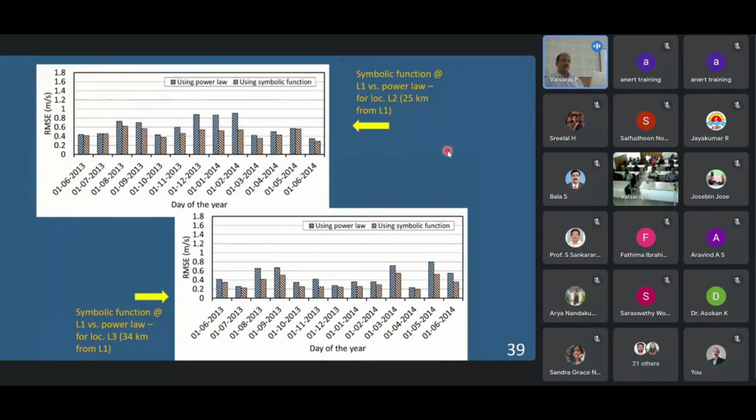So this is the symbolic function at L1 versus the power law for location L2. I used the same function generated at location L1, and I took that to location L2 and applied both there. In this case, it is 25 kilometers away. In all monthly cases, the symbolic function based solution is giving better results with lower RMSEs. Again, another location L3, 34 kilometers away. Here also I am getting superiority for the symbolic function based method.